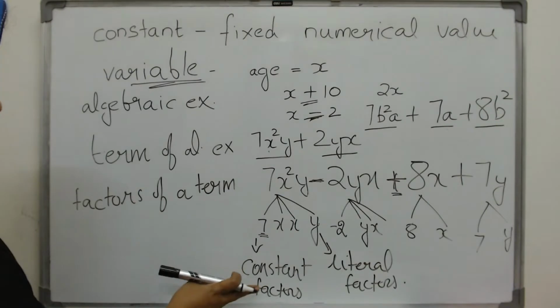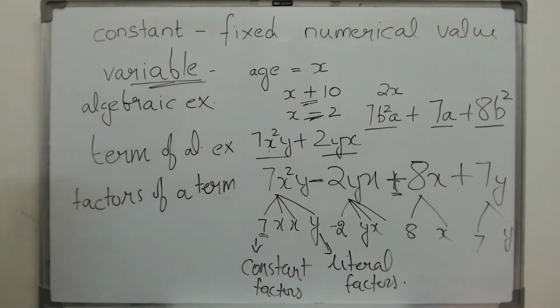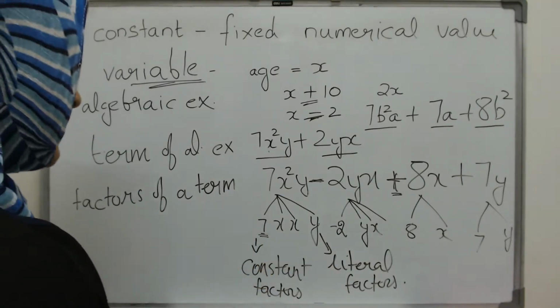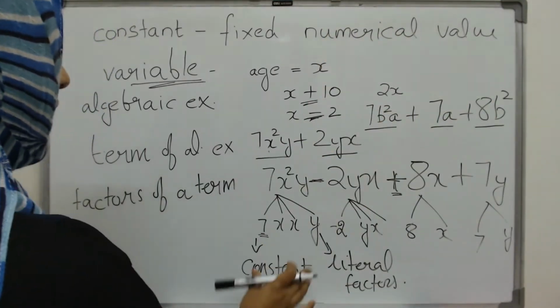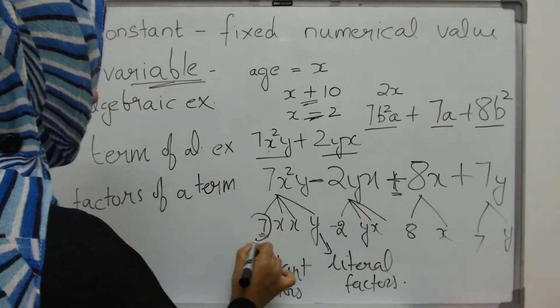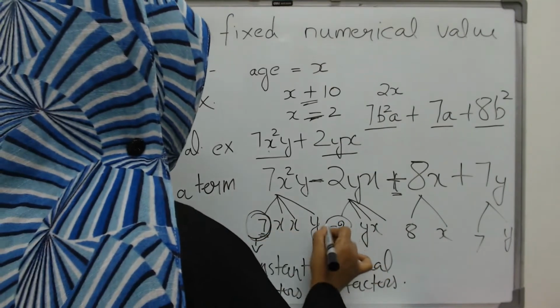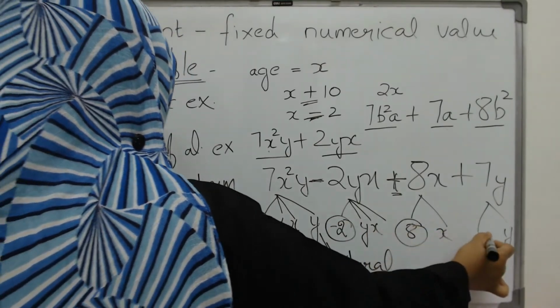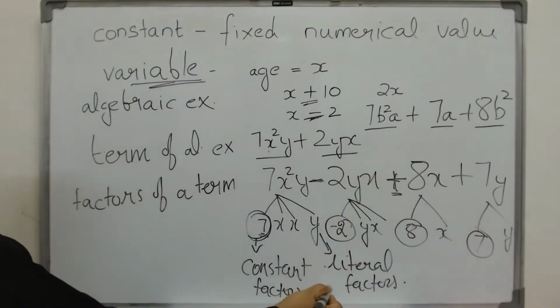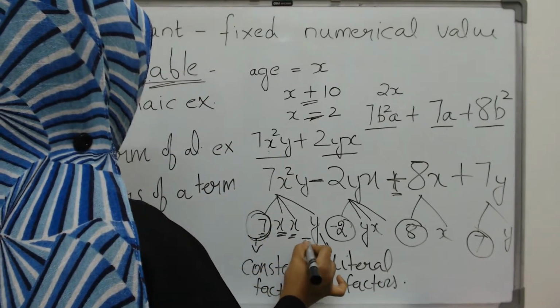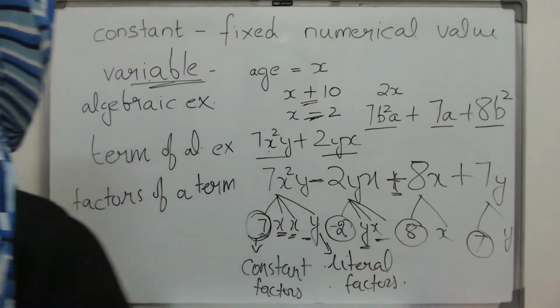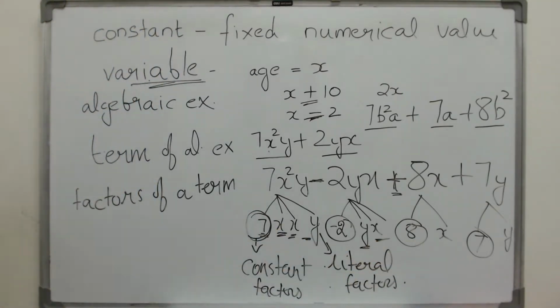So these are known as the constant factors, or in some books you will see that it is referred to as numerical factors, but it is the same. Numerical just means number. So constant factors or numerical factors is what we call this 7, this minus 2, this 8 and this 7. And literal factors or variable factors are this x, x and y, y and x. These are known as the literal factors. So now we come to the last term we are going to study today, which is the coefficients of a factor.